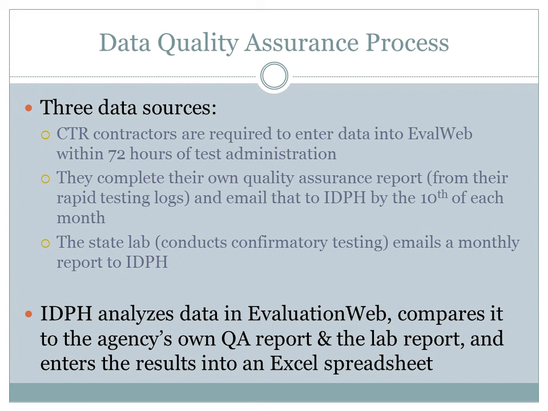The second data source is that based on their rapid testing logs that they keep, they complete their own quality assurance report, and they email that to us by the 10th of each month. So that's our second data source. Then our third data source is our state hygienic lab, the agency that conducts the confirmatory testing from our sites. They email a monthly report to us to tell us how many confirmatory tests they have administered. So those 3 data sources are used. They're compared and analyzed, and we put those into an Excel spreadsheet and then email those to the agency each month.